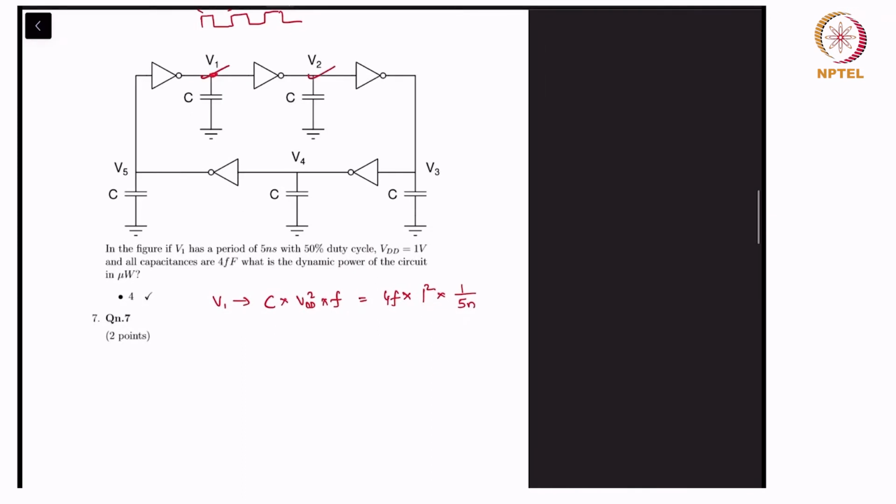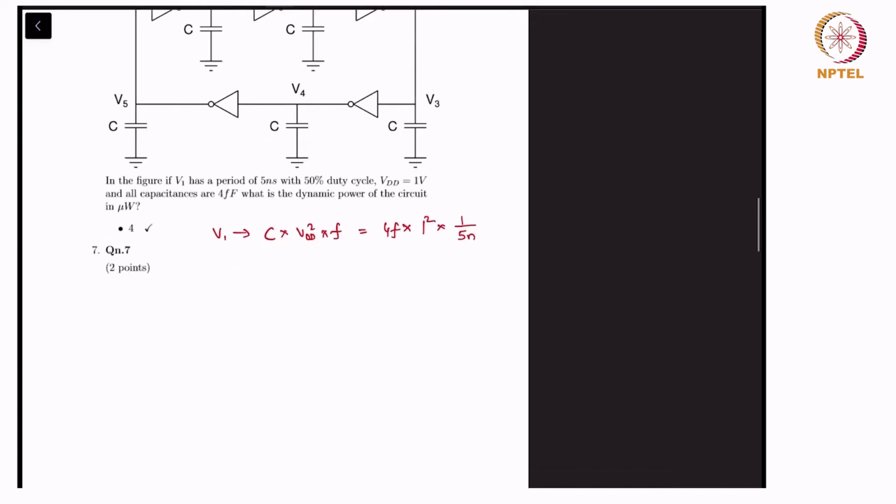So this will be equal to, but of course now there are 5 such nodes, right? 1, 2, 3, 4, 5 nodes, and each node is going to dissipate this dynamic power, and so therefore the P dyn of the circuit is going to be 5 times 4 femto by 5 nano, which is equal to 4 femto into 1 giga, and this is 4 microwatts. So the answer is 4.